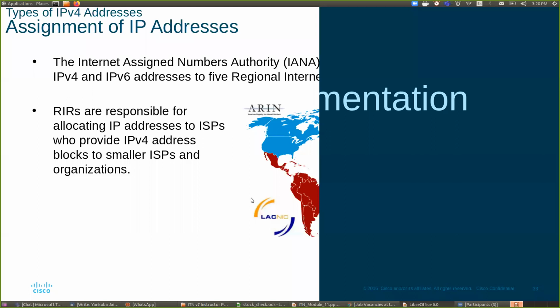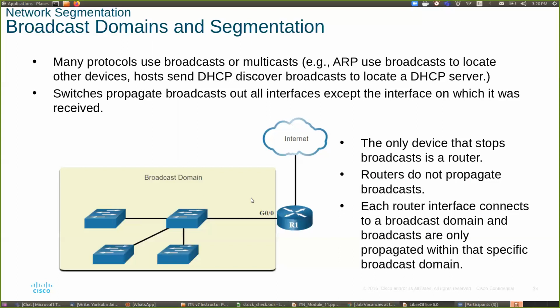Network segmentation, broadcast domain, and segmentation. What is a broadcast domain? A broadcast domain is an area of the network where a particular broadcast will be heard. Each router interface connects to a broadcast domain, because a switch does not break a broadcast. So the entire network connected on a switch is a broadcast domain. You can see this is a router interface. It connects to a broadcast domain.